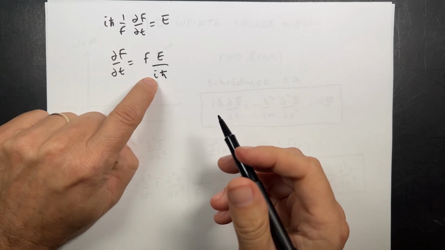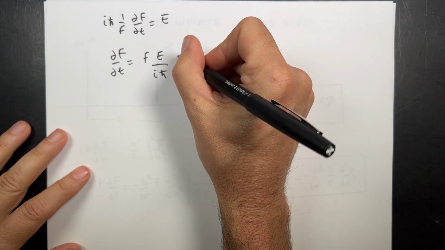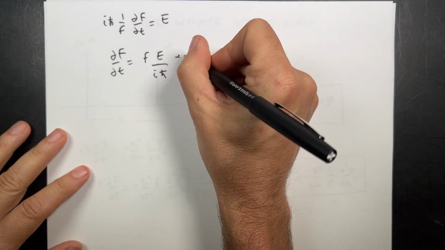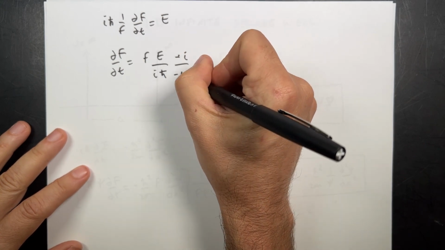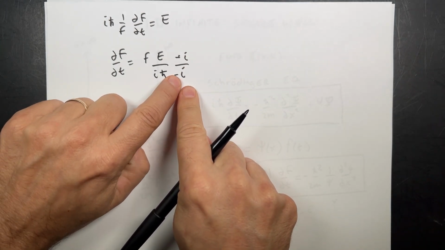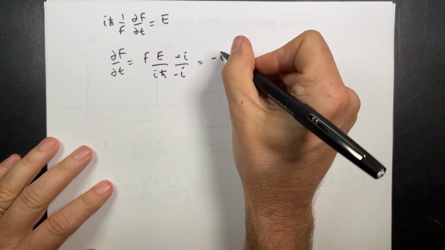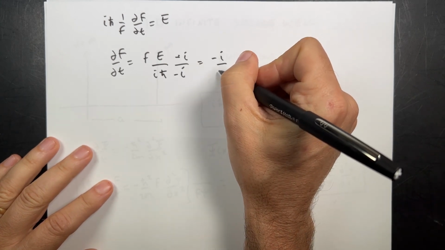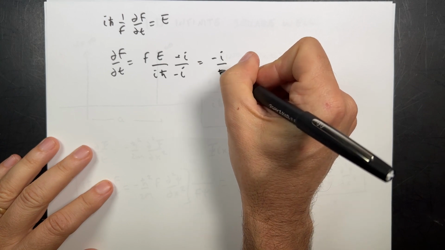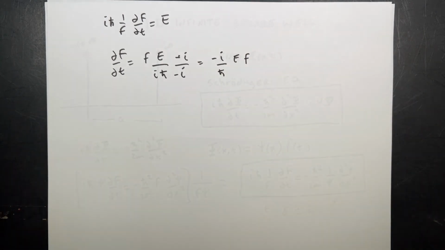Now, we don't like to have i on the bottom, so you can actually do this. I can multiply by negative i over negative i. And then down on the bottom, I have i times i is negative 1. I have another negative right there. So this just becomes negative i over h bar, E f.